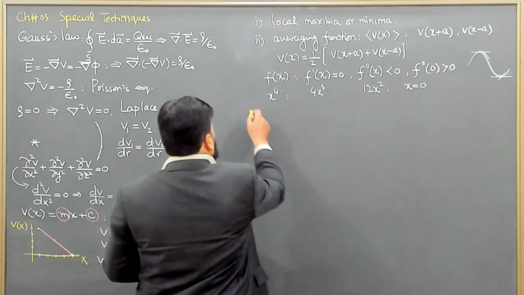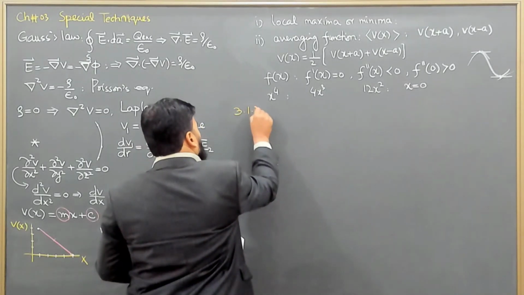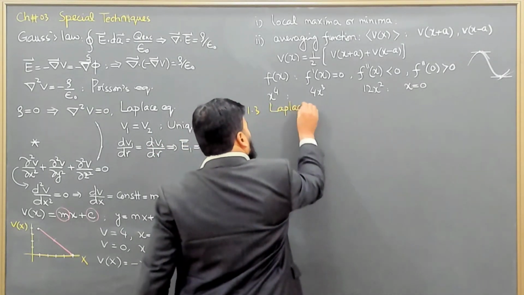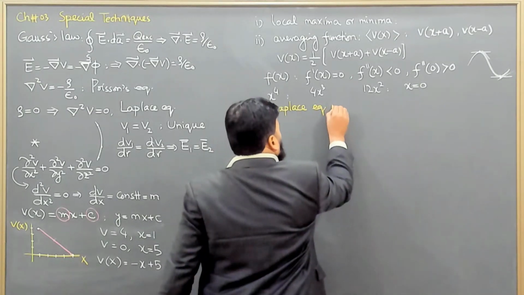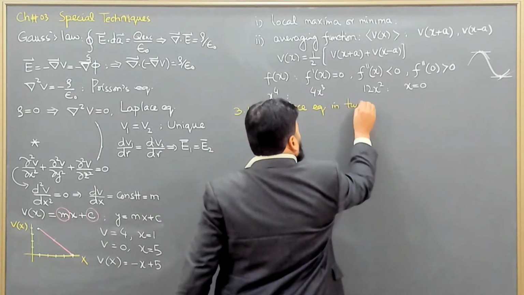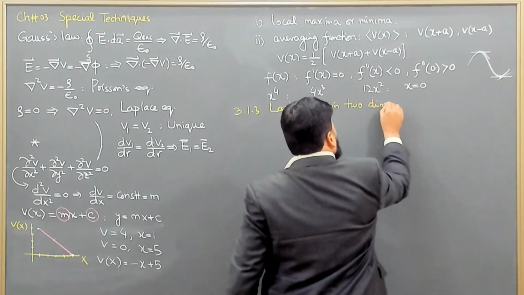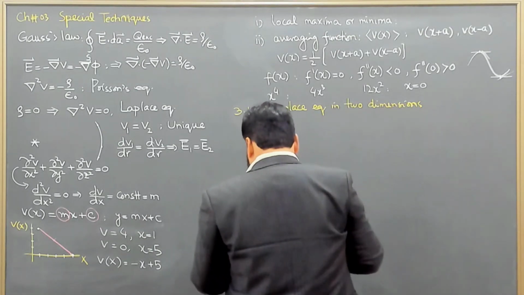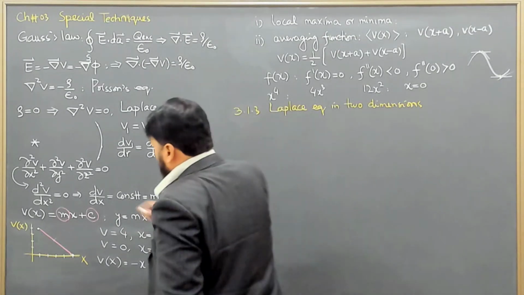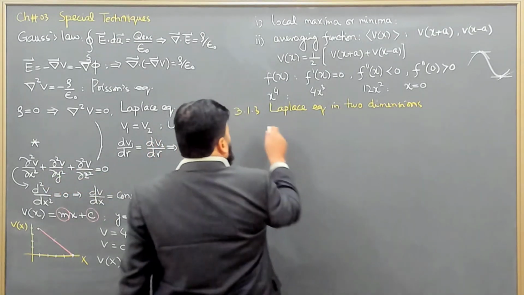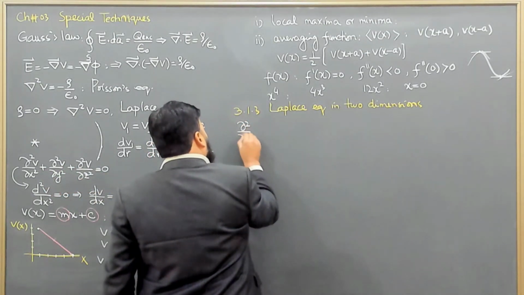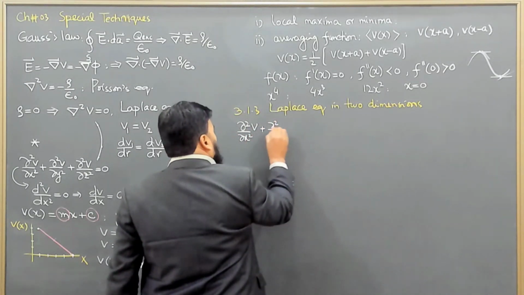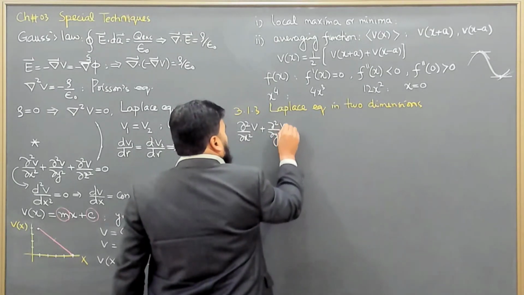This is section 3.1.3 and this is the Laplace equation in two dimensions. So I can come here and write: ∂²V/∂x² + ∂²V/∂y² = 0.